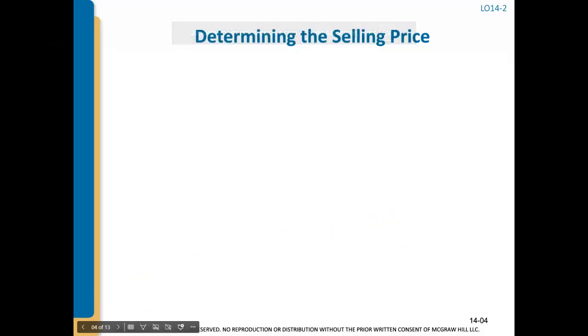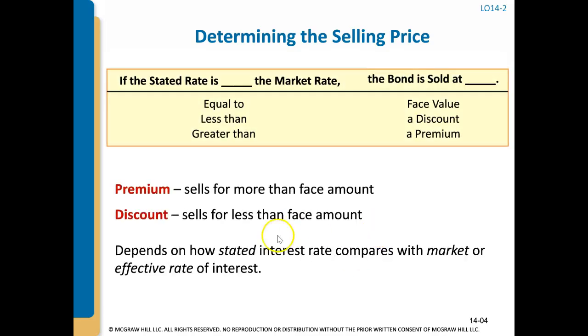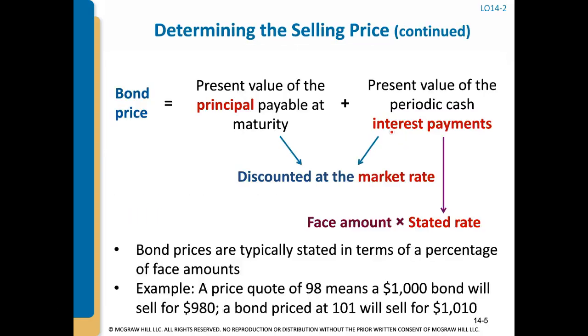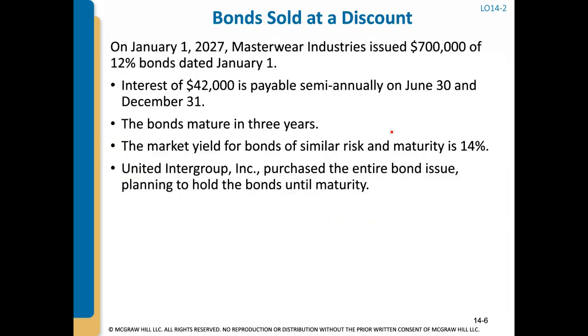It takes a while to load. So the discount, what we just went through: if the stated rate is less than the market rate, then it's going to be sold at a discount. Okay, so we went through these slides already. And now we're going to see what happens when a bond is sold at a discount.